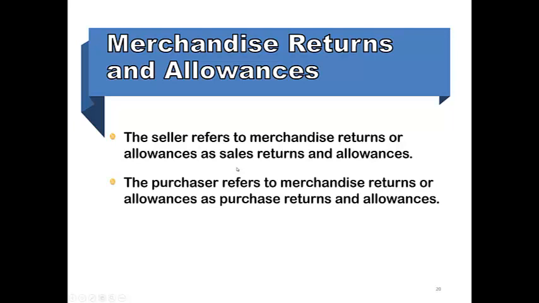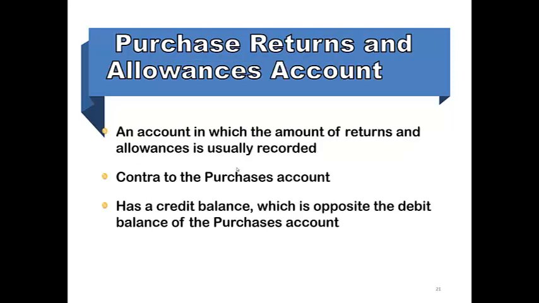Okay, the seller calls the returns sales returns and allowances, and the purchaser refers to them as purchase returns and allowances. And there is a separate account where we're going to keep up with our purchase returns and allowances. It is a contra account, which is contra to the purchases account. So purchases is a cost account with a normal debit. Purchase returns and allowances is a contra cost account, so it has a normal credit.